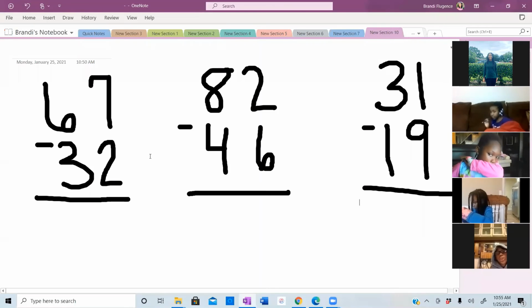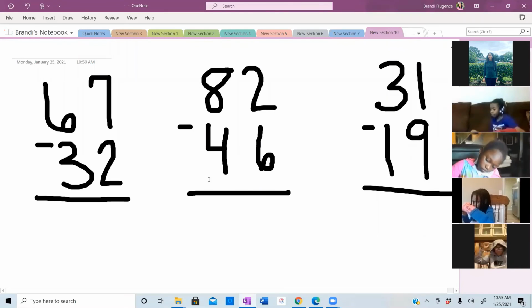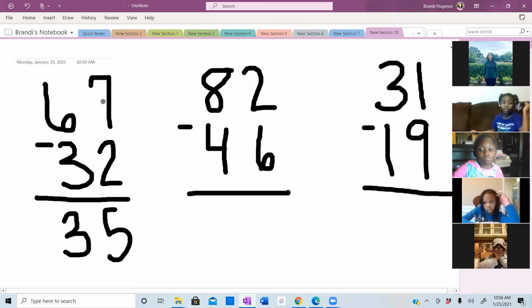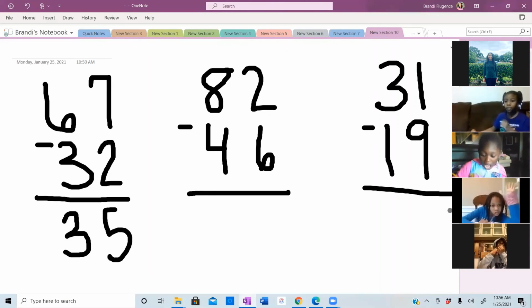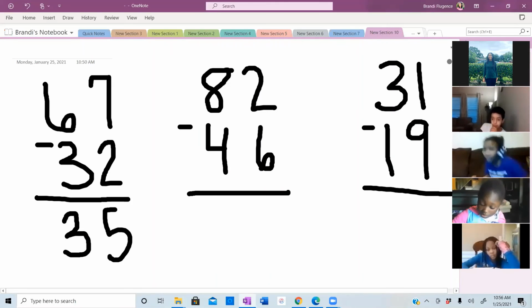All right, would anybody like to walk us through the first fact? All right, Cadence. Okay, so 7 minus 2 is 5. And 6 minus 3 equals 3. Awesome. So we did not have to carry for this one because 7 was bigger than 2. So this was just a regular subtraction. Everybody got that? 35? Yes. Okay, I gave a lot of time, so hopefully you were able to.